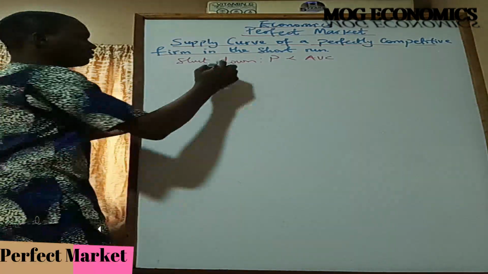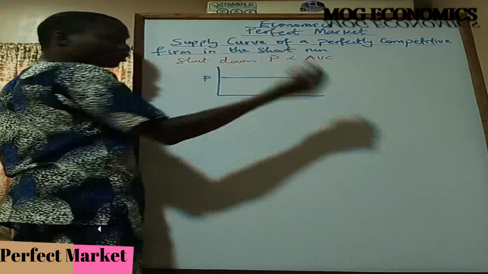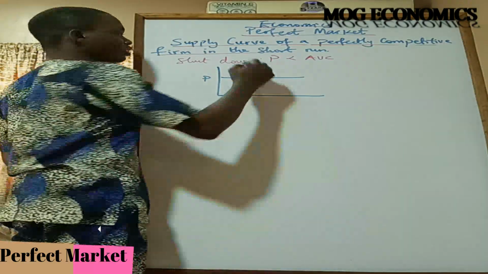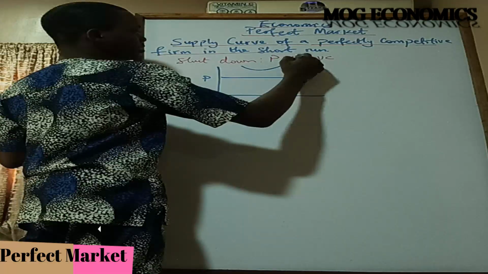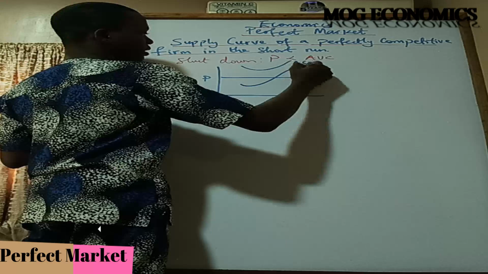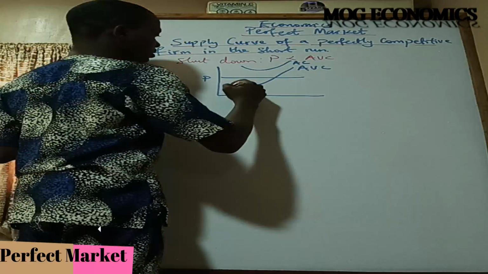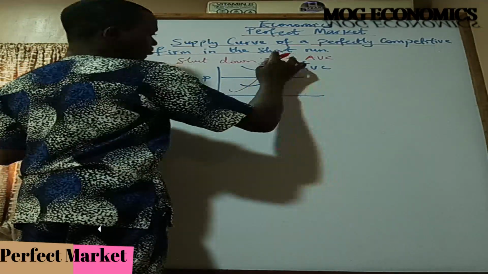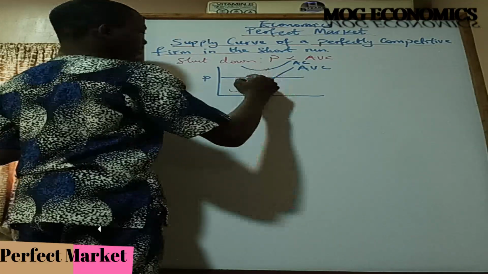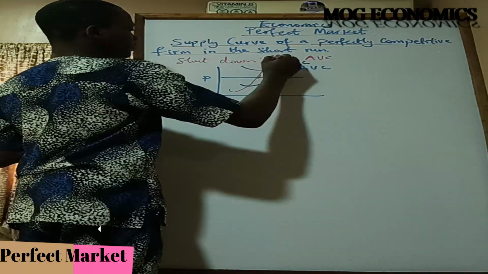So if you draw this graph, let's assume that you're making a loss, because shutting down should not come to your mind if you're making a profit anyway. So you're making a loss. This is your ATC graph, then this is your AVC graph, and this is your MC graph.